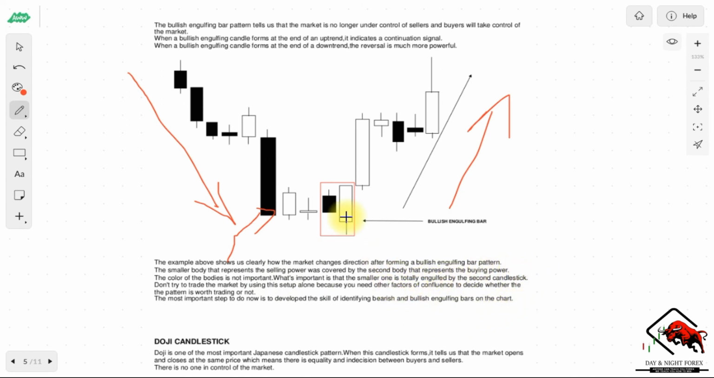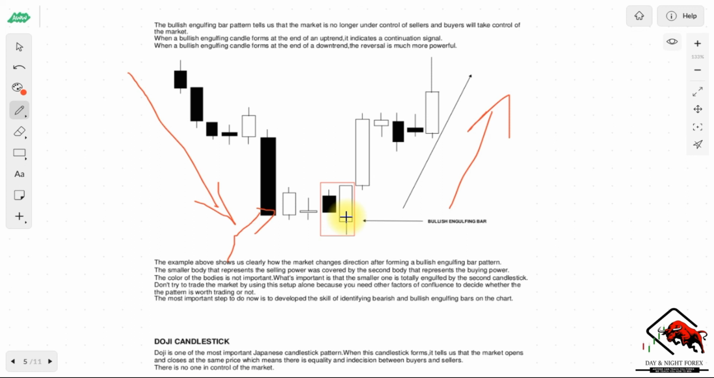So don't try to trade the market by using this setup alone, because you need other factors of confluence to decide whether the pattern is worth trading or not. You need other technical analysis to have a confirmed position to trade this setup. So the most important step to do now is to develop the skill of identifying the bearish and the bullish engulfing bars on the chart.